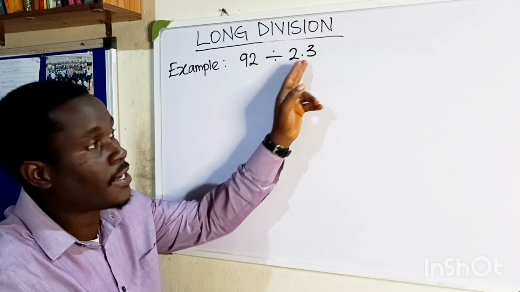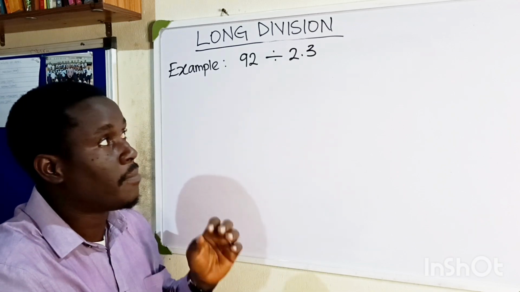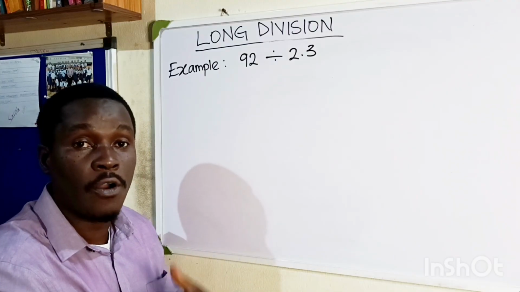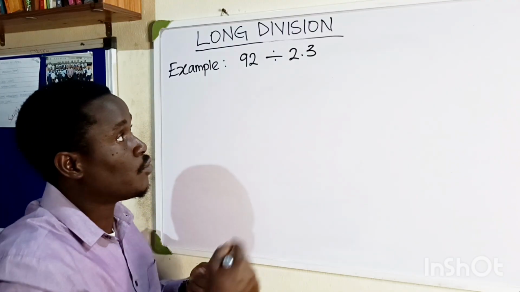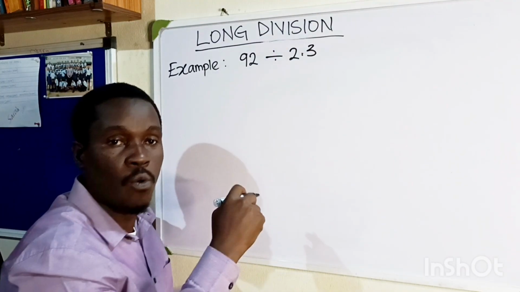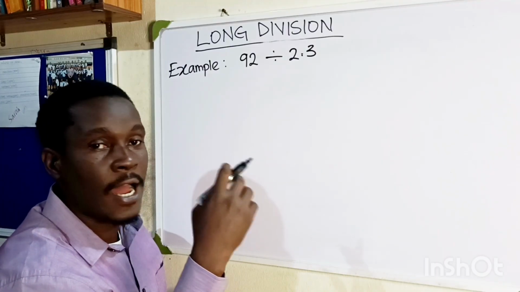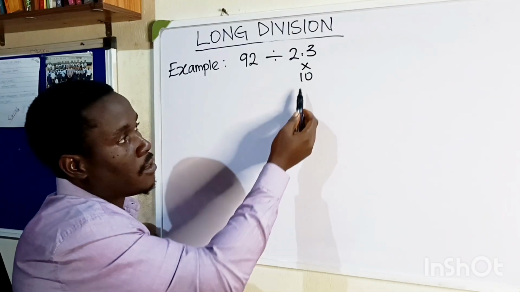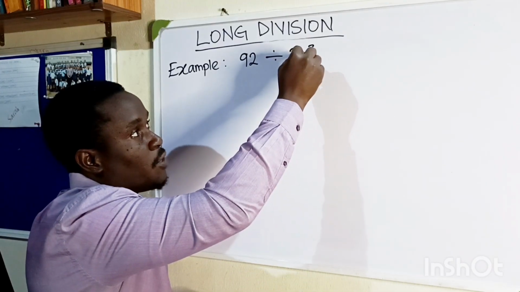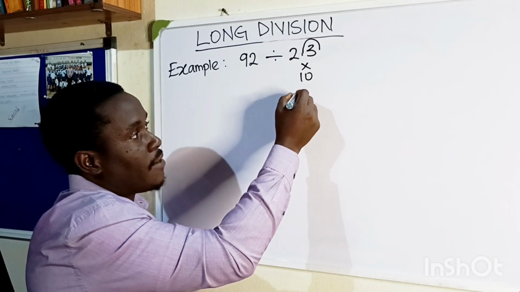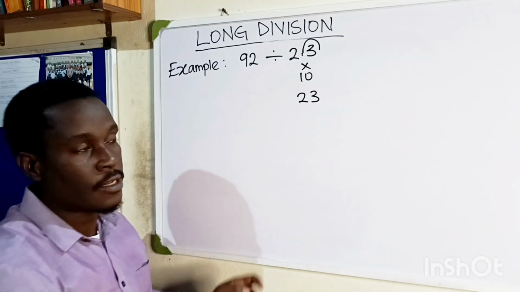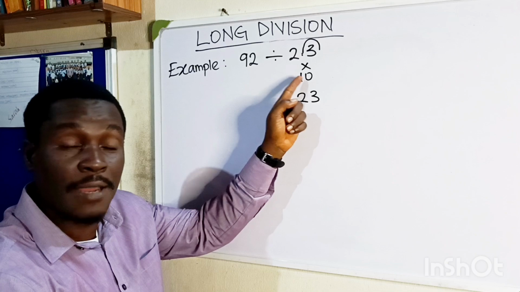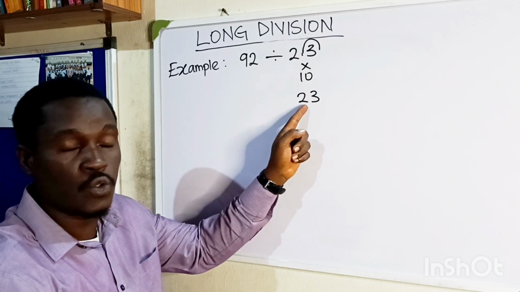So 2.3 can be converted to a whole number by multiplying by 10. Whenever you multiply a number by 10 or a multiple of 10, all you need to do is move the decimal point once, depending on how many zeros you have. So if you multiply by 10, since we have 1 0 here, you're going to move the decimal point once. So we're going to have 23. By multiplying by 10, 2.3 is going to become 23.